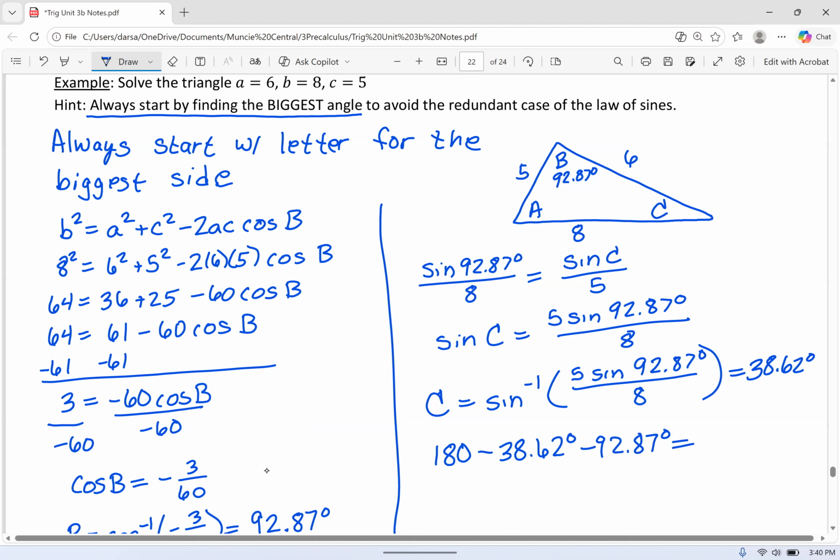which is 48.51 degrees. And again, when you're doing a question like this where it's asking you to find all three, start with the biggest side. But if it's a question where it's asking you to find just one particular angle, just start with that angle and go on. It's not going to throw you into an ambiguous case when you're only finding one angle. But if you're trying to find three angles, you could end up in an ambiguous case. So you want to start by finding the angle opposite the biggest side in that case.